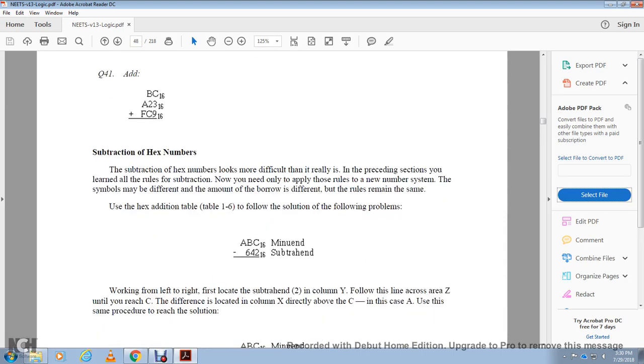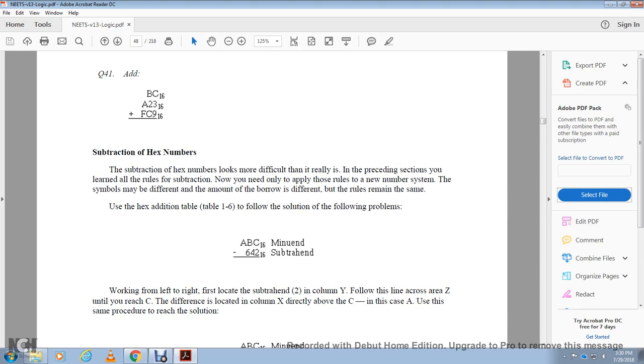All right. Subtraction of hex numbers. Subtraction of hex numbers is not more difficult than the preceding sections you learned. You learned the rules of subtraction. Now you need only to apply the rules to the new number system. So the symbols may be different, the amount of the base will be different, but the rules remain the same. All right, so consider the following subtraction problem: ABC base 16 minus 642 base 16.